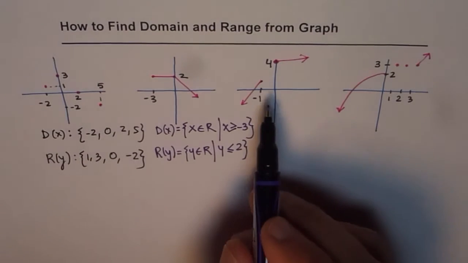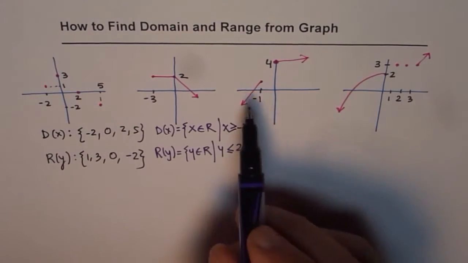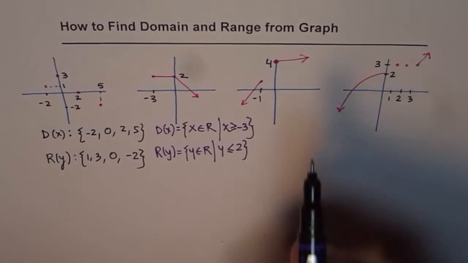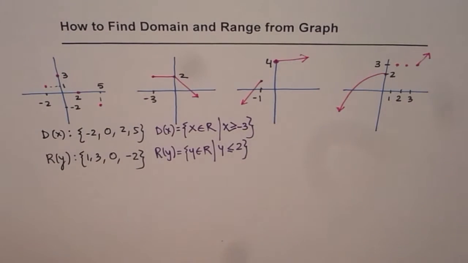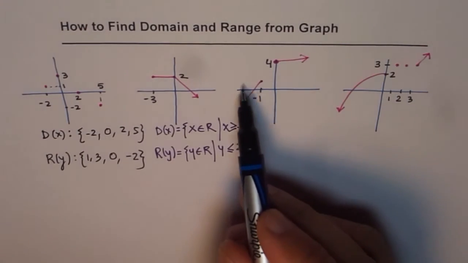Now let's get to the next one. The next one is kind of tricky. We have a discontinuity in between. Now how to write the domain and range for such functions? What we should do here is, we can write it in two sets.